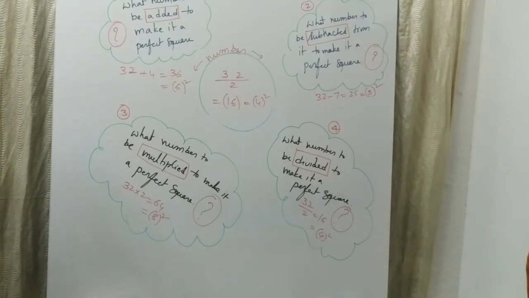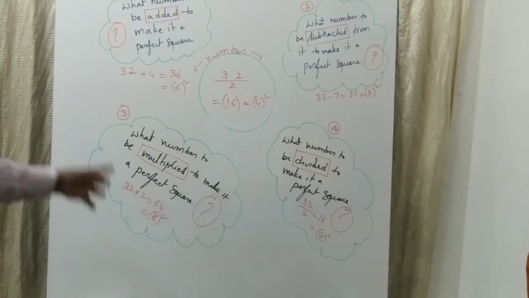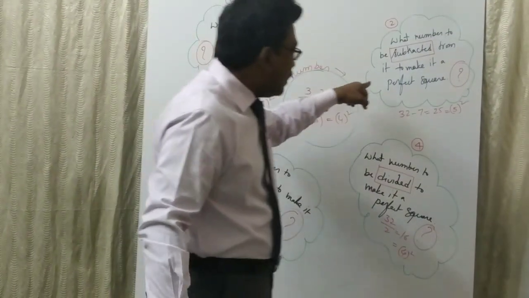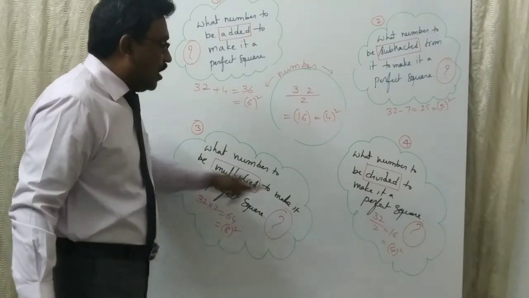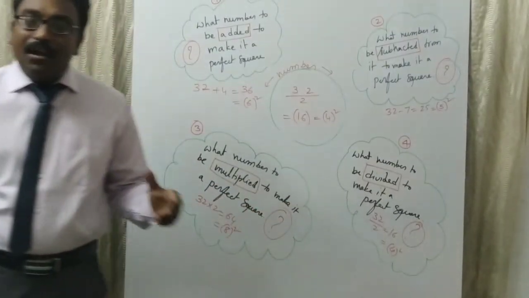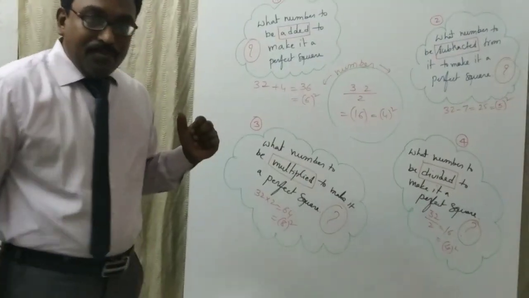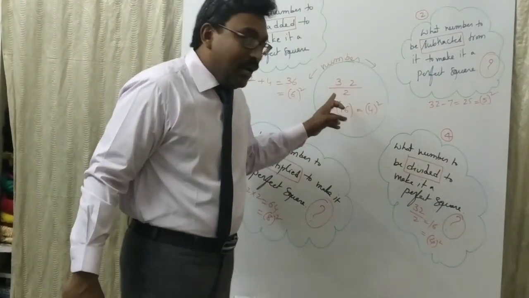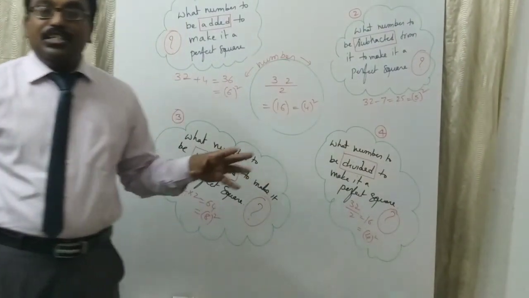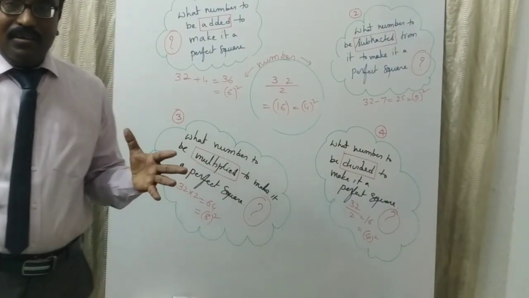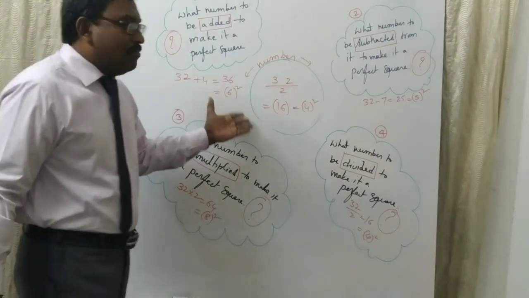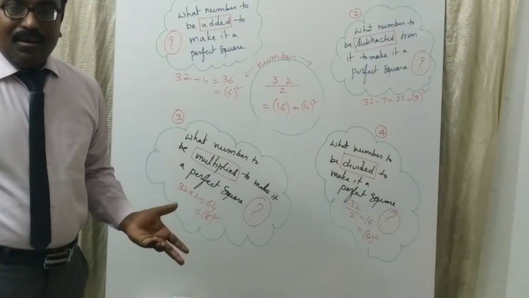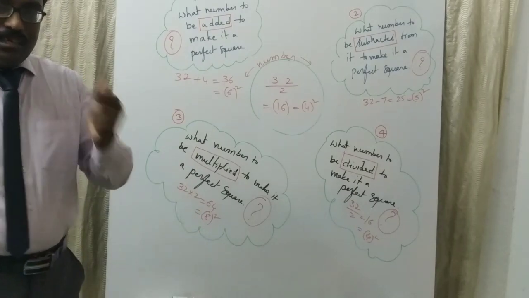So, 32 is not a perfect square, but by using these four fundamental operations, what number to be added, subtracted, multiplied, and divided, we made it a perfect square. So, if a number is not a perfect square, by using these four fundamental operations, we can make it a perfect square. Of course, 32 is a small number, so it is easy. If bigger numbers are there, how to do? That is our concept today.